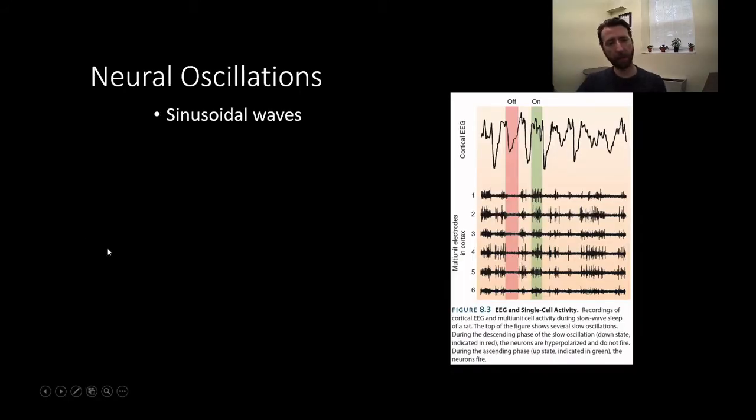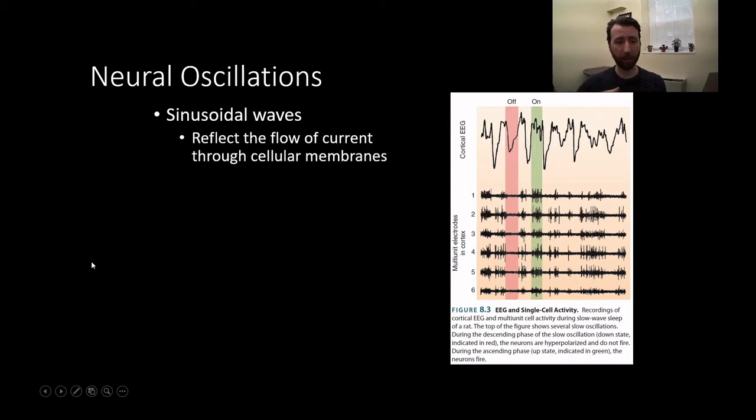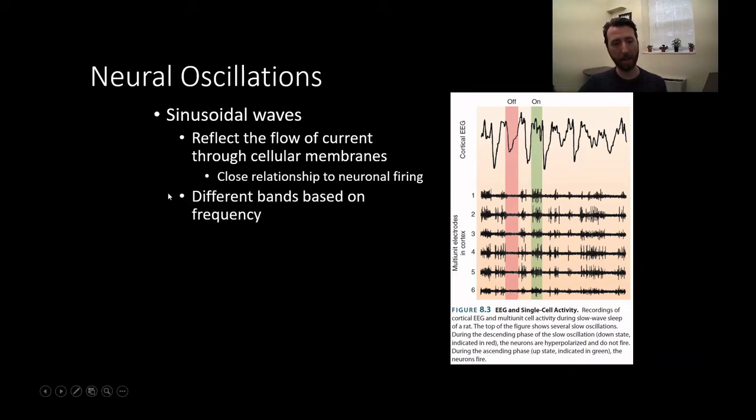So to hit this again in a different way, neural oscillations are sinusoidal, sort of regular waves. These reflect the flow of current through cellular membranes, right? So when neurons are having action potentials or becoming polarized or depolarized, there's current moving through membranes, which we can measure with this. This bears a close relationship to neuronal firing because to have action potentials, you need a large amount of ion exchange. We have different bands based on frequency. We'll talk about some of those coming up, but things like alpha, beta, theta waves are bands of frequency. And what we mean by bands of frequency is just categories based on how quickly the neurons are firing, right?